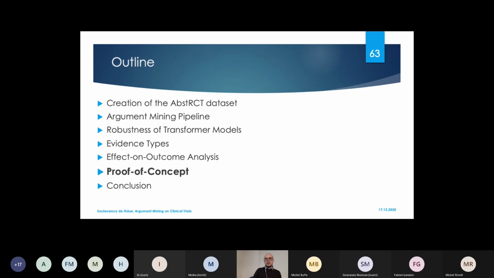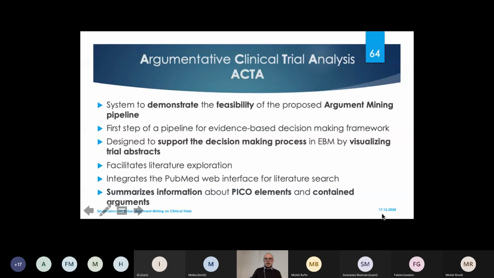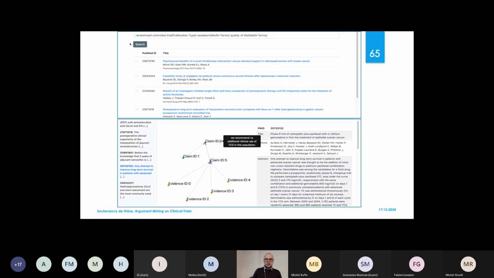And to demonstrate further the feasibility of the proposed argument mining pipeline, I also developed a demo system, and this is ACTA, which stands for Argumentative Clinical Trial Analysis. It was thought to be the first step in a pipeline for evidence-based decision-making. The idea is that you want to visualize the trial abstract and therefore help in the literature exploration. So when you summarize those, there's relevant information such as PICO elements and contained arguments, and we visualize them for the user. I have here two screenshots. The first one is the search function, which is basically the integration of the PubMed web interface.